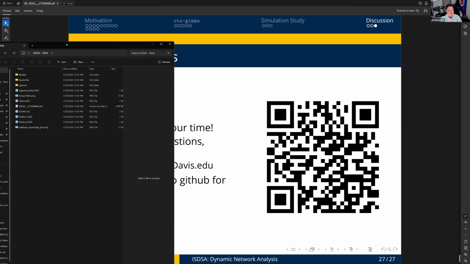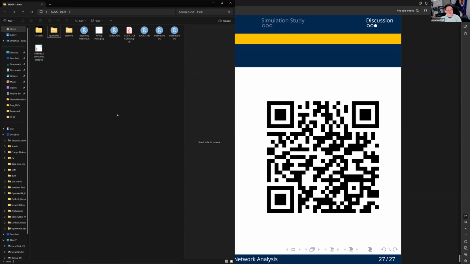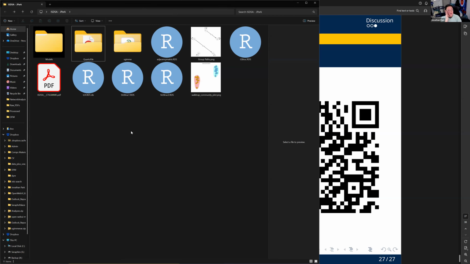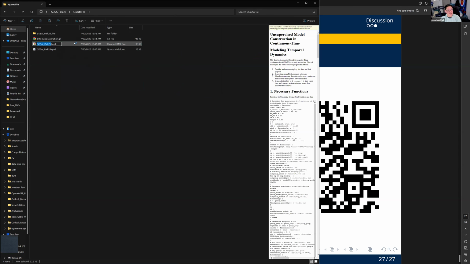To transition to the actual code tutorial, I want to orient people in case they have the folder but maybe don't know what to click on. So in this particular case, let's see if I can make this obnoxiously large. If you've downloaded the zip file, you will navigate over to this Quarto file folder, and within there, you would click on the ISDSA JPark26 HTML file. This will be the file that we work through.